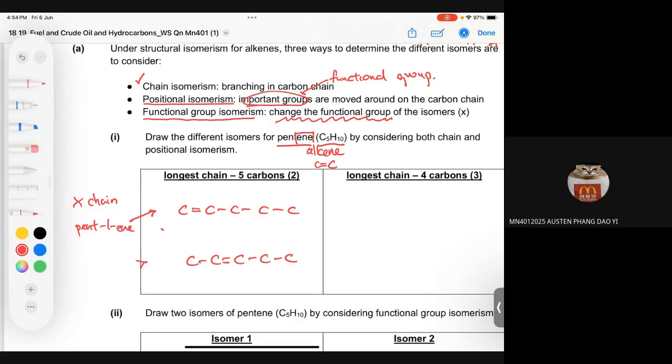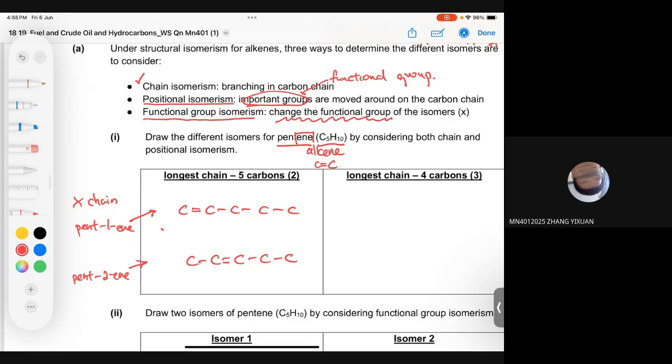Now, my question to you is, why is there no pent-3-ene and pent-4-ene? Because pent-3-ene is just pent-2-ene but reversed, and pent-4-ene is just pent-1-ene but reversed. Correct. So I just need you to take note. That's why there are only 2 isomers for the longest chain, because pent-4-ene is actually the same as pent-1-ene. All okay? Thumbs up if you're okay.